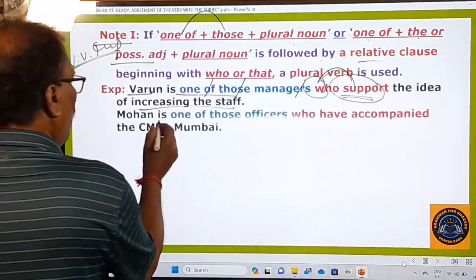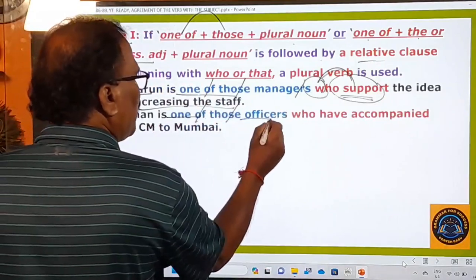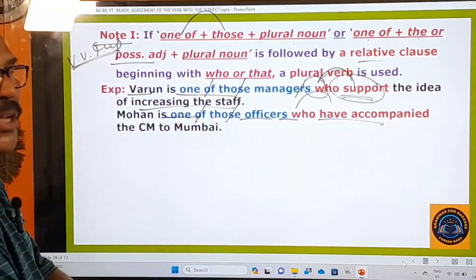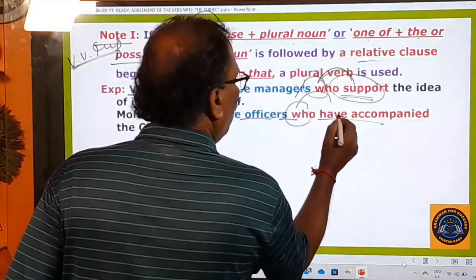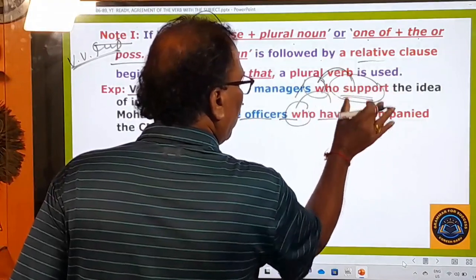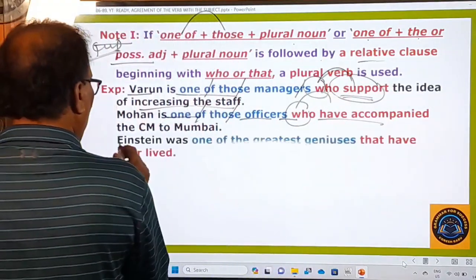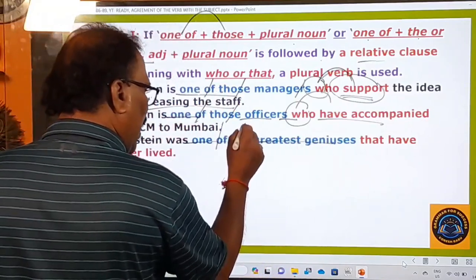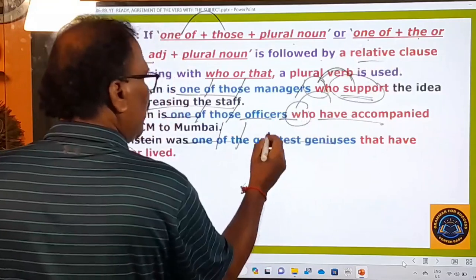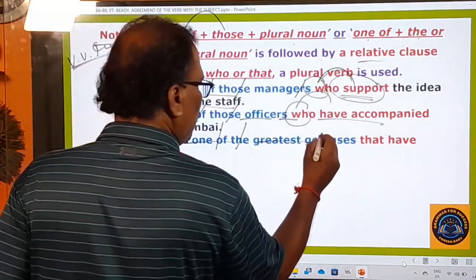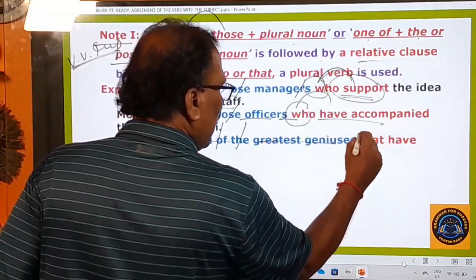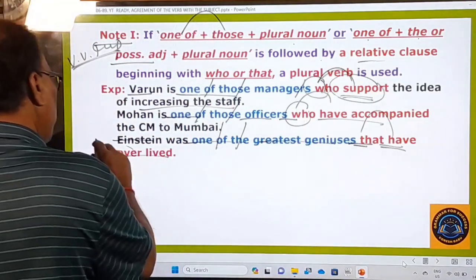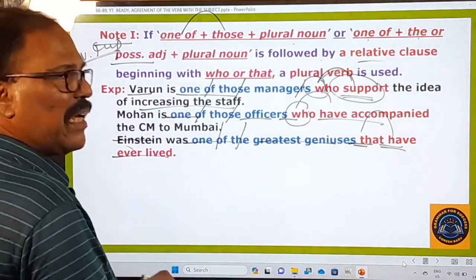And the next, Mohan is one of those officers who have accompanied. Plural verb. After who, what is used? Plural verb is used. After who, plural verb, right? And here one more. Einstein was one of the greatest geniuses. One of the greatest, superlative adjective, and geniuses, plural noun. That have. You see that? You don't say that has, but that have ever lived. Please, very important. Most of the students get confused here only.